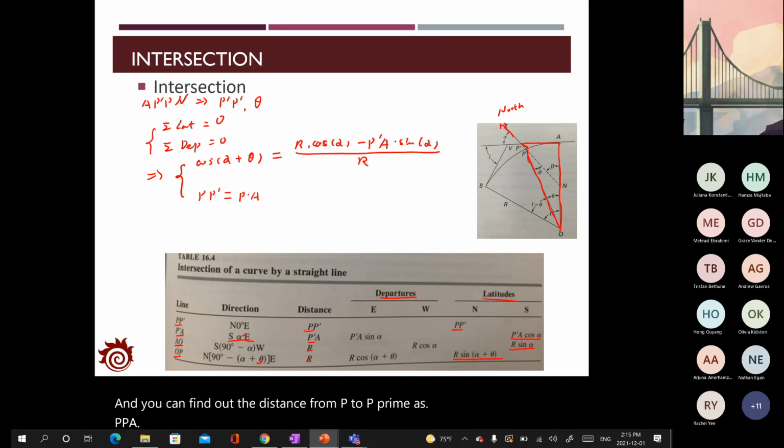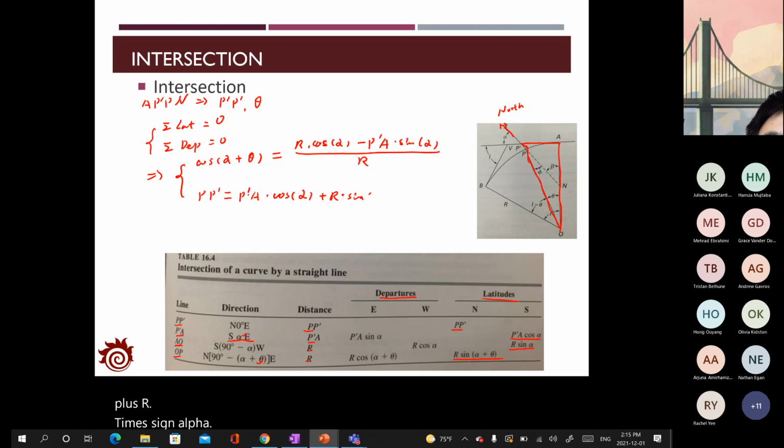I guess it's P prime A times cosine alpha plus R times sine alpha minus R times sine alpha plus theta. So with that you can calculate the value of P to P prime.